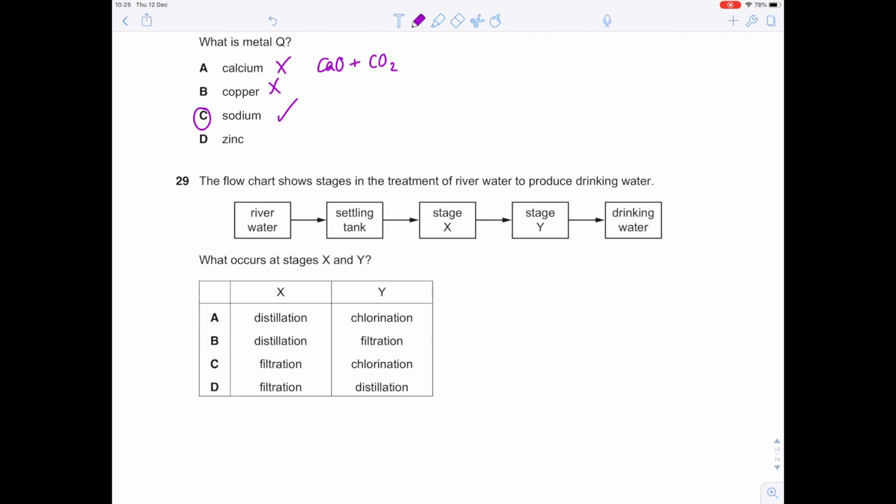29. The flowchart shows stages in the treatment of river water to produce drinking water. River water followed by the settling tank, followed by... They ask this so often, you've got to learn it in exactly this way. I've seen this question so many times. They filter it in order to remove solids, and then they add chlorine to it to kill pathogens. So we're looking for filtration followed by chlorination, so C is the answer.